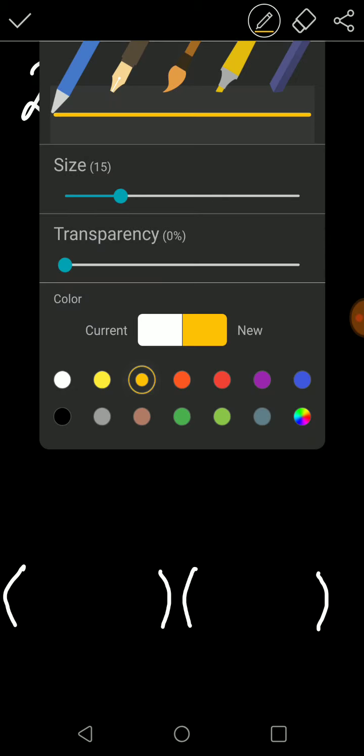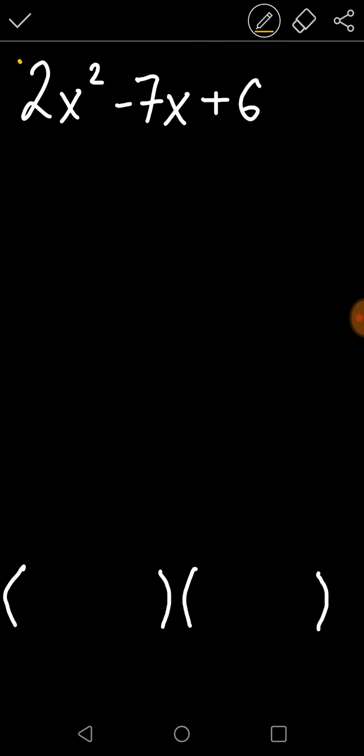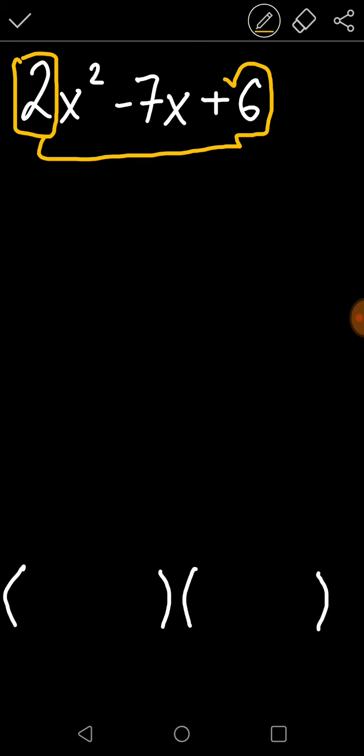So first thing I will do is take the first number in front of the x squared, which is 2, and multiply by the very last number, which is 6. So 2 times 6 equals 12. The next thing, I will list all the factors of 12, so all numbers that I could multiply together and get 12.